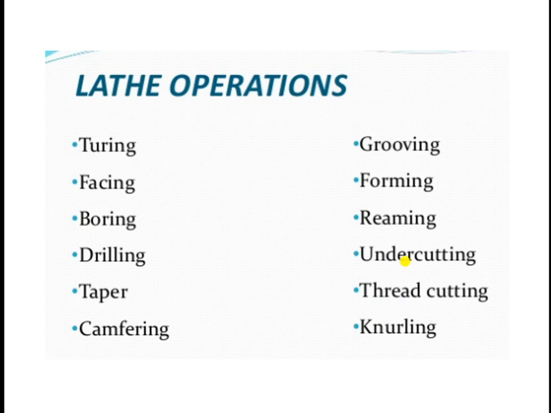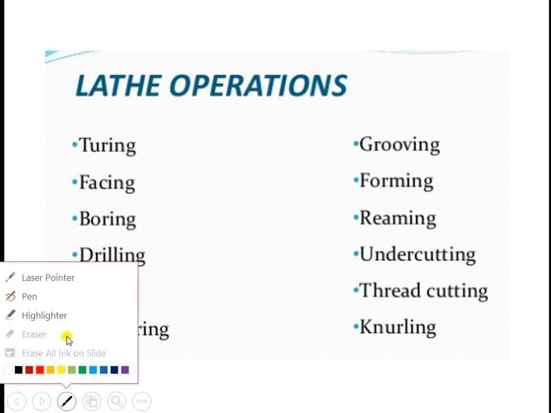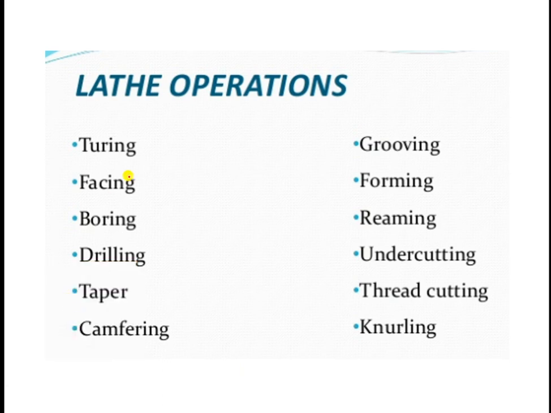Now we are going to see the various lathe operations which can be performed on this particular lathe machine. This slide gives you the list of operations which can be performed on a lathe machine. First operation is the turning operation. Second operation is the facing operation. We are going to see in the next slides what these mean. Next are boring and drilling.